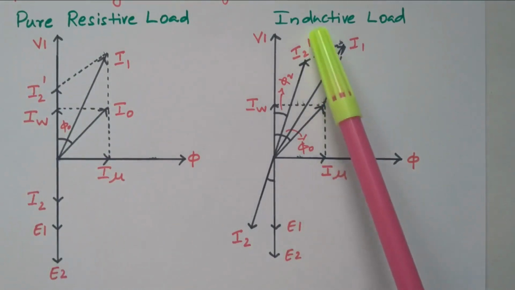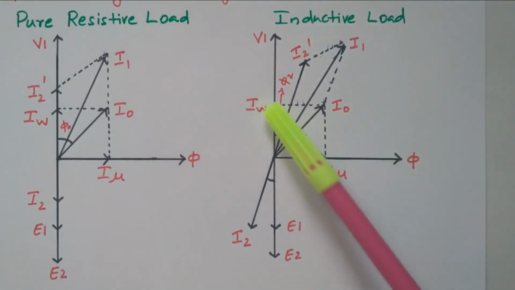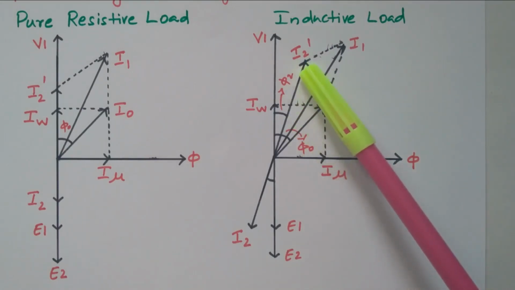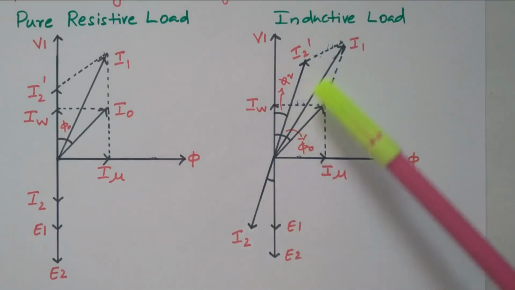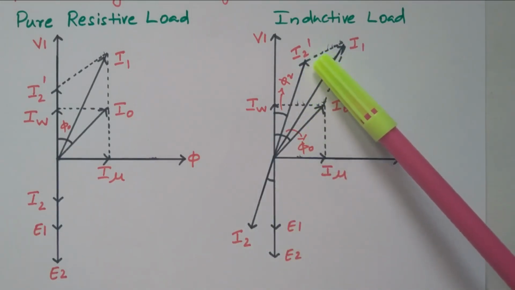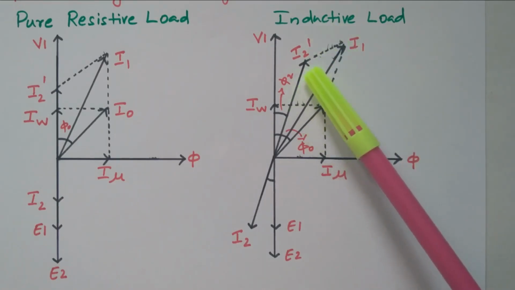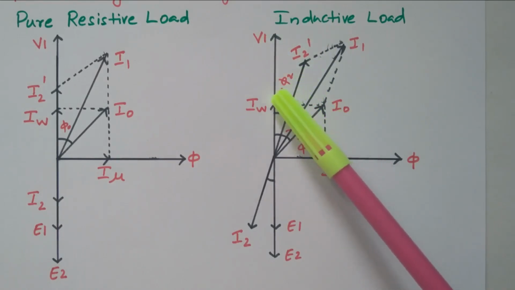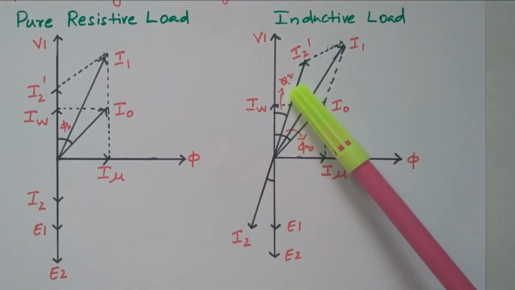In case of inductive load, the same process applies: I0 is the vector sum of IW and I mu. When the transformer is loaded, we get I2 current in the secondary, so due to that we have I2 dash current in the primary. Because of the inductive load, the primary current is lagging the applied voltage by phi 2.